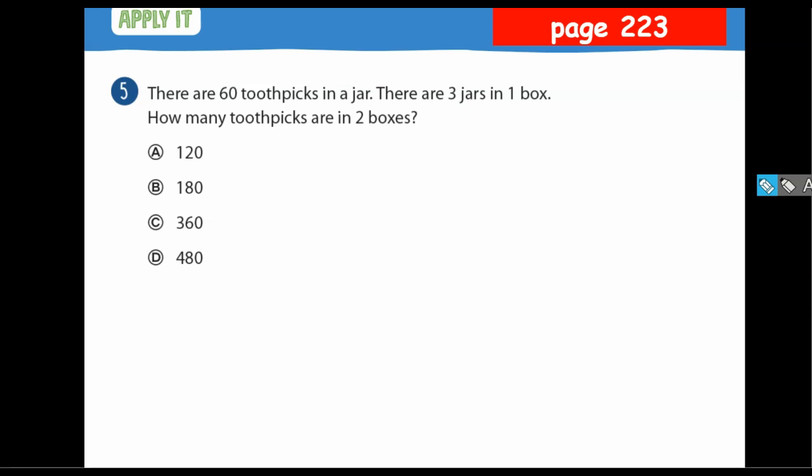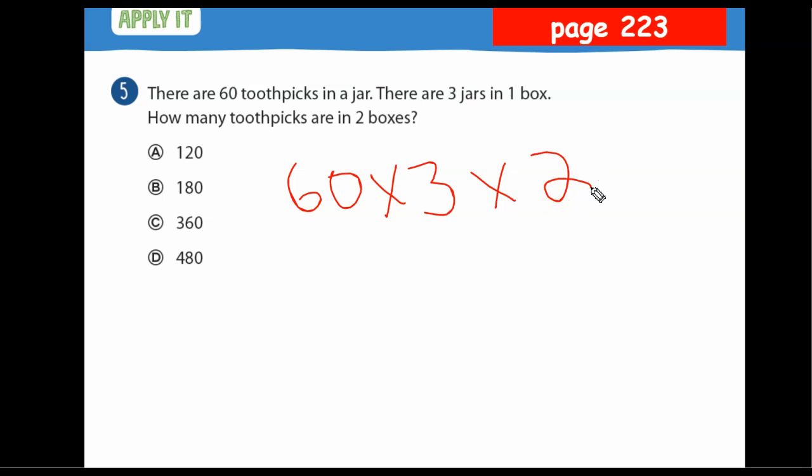There are 60 toothpicks in a jar. Repeat after me. There are 60 toothpicks in a jar. Okay. There are 3 jars and 1 box. So let's do that just to see how many toothpicks are in 3 jars, okay? So what would be my multiplication equation so far? 60 times 3. Okay? Once I get this, I have to multiply by 2, right? Okay, because 60 times 3 is just 1 box.